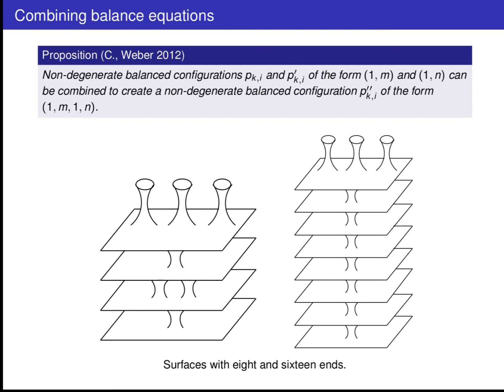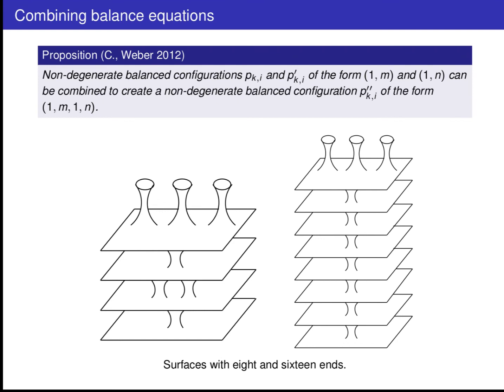We also figured out we could combine simple balance equations together. So this proposition tells us non-degenerate balanced configurations p sub ki and p sub ki prime of the form 1, n and 1, m can be combined to create a non-degenerate balanced configuration p sub ki double prime of the form 1, m and 1, n. And then we can inductively iterate this process.